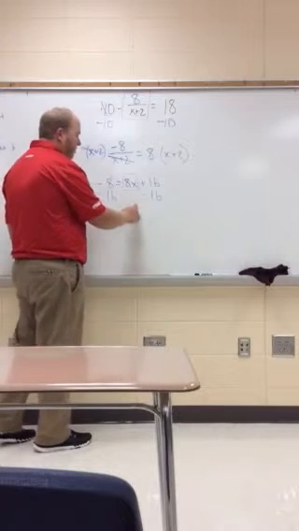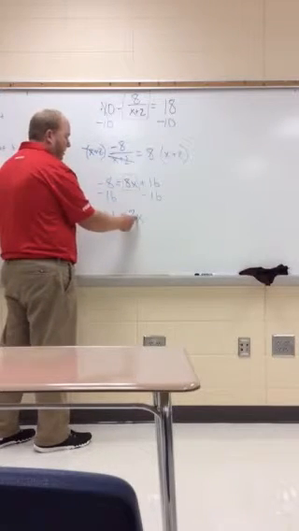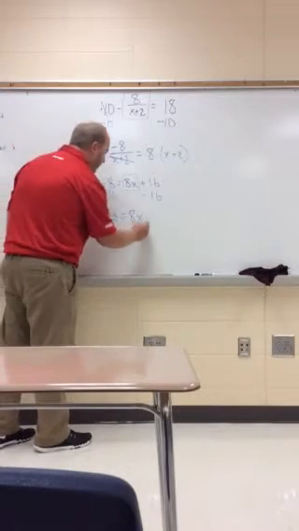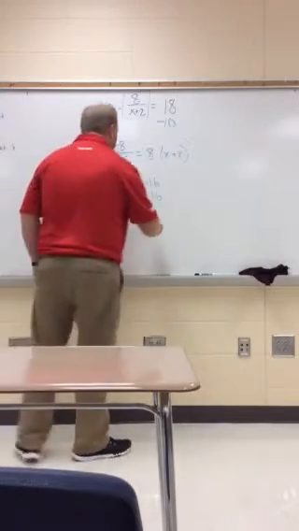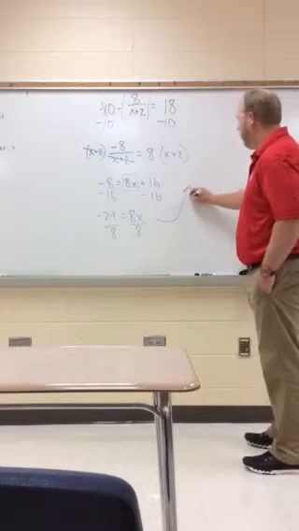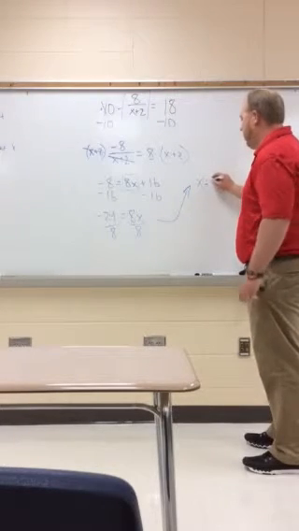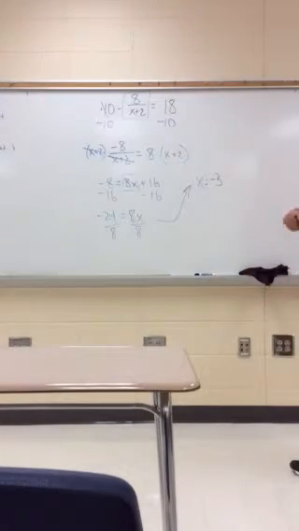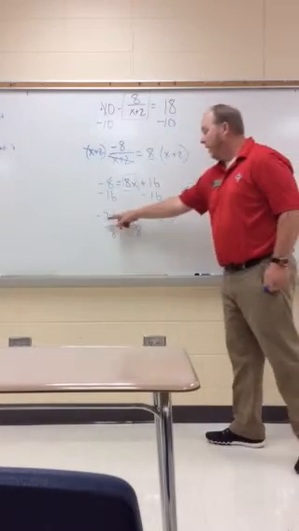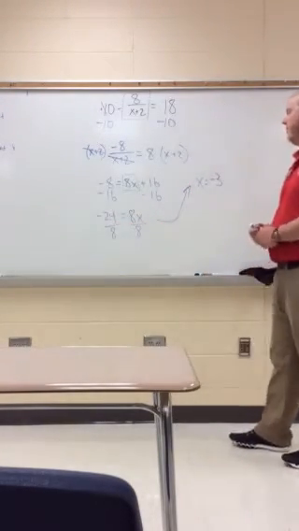Nothing is being done to this term, but x is being multiplied by 8. So you divide by 8, and you end up getting x is equal to negative 3. Negative 24 divided by 8 is negative 3.